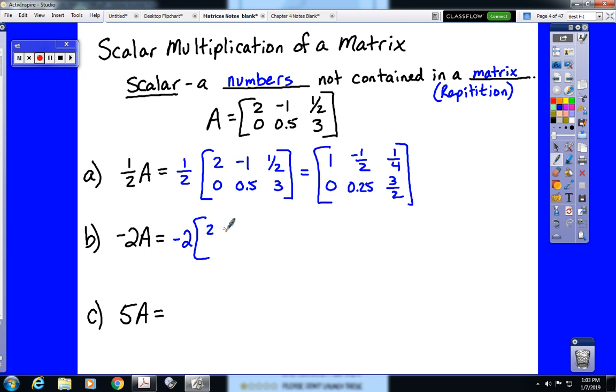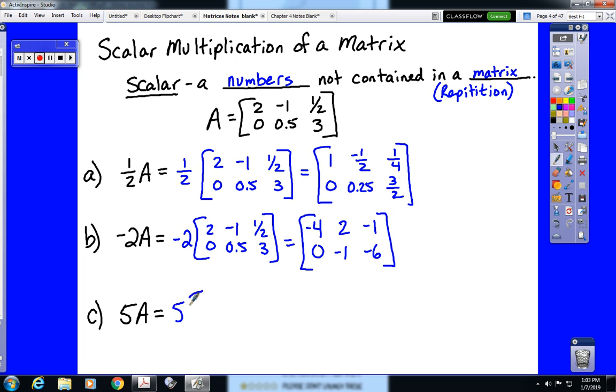-2 times a. Again, all we're doing is taking the information in a and multiplying all of it by -2. So that would be -2 times 2 is -4, by -2, not by 2. -2 times everything. -2 times -1 is +2. -2 times 1/2 is -1. -2 times 0 is 0. -2 times 0.5 is -1. And -2 times 3 is -6.